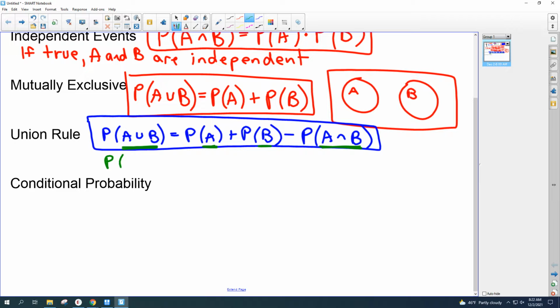Because if I switch it around and say the probability of A and B equals the probability of A plus the probability of B minus the probability of A or B, that formula is also going to work. So as long as you've got double equals single plus single minus the other double, either way it's going to work.